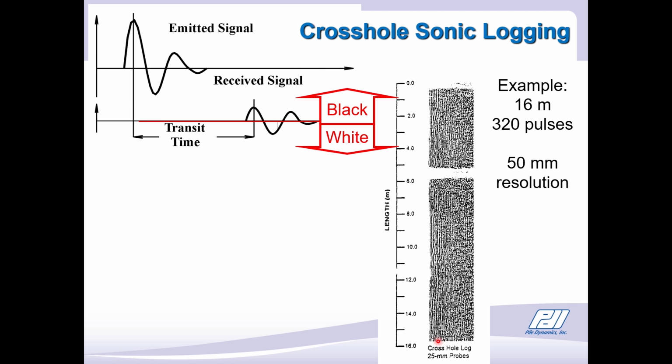In this example, we have a shaft that's 16 meters long. The typical resolution of making a test is every 50 millimeters. It can be every 25 millimeters. For every 50 millimeters for a 16-meter pile, that would generate 320 pulses. So we have a pulse, we have a pulse, we have a pulse, and this is a compilation of the pulses as we go through the pile. The most important part of this waterfall diagram, as we call it, is the left-hand edge.